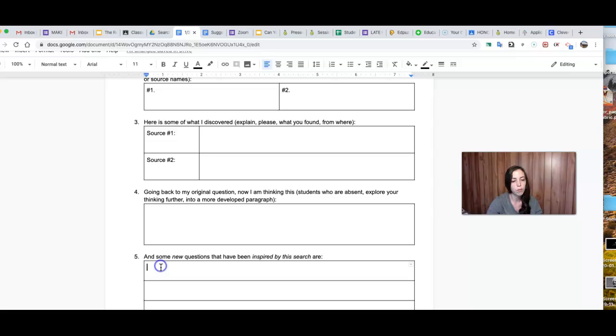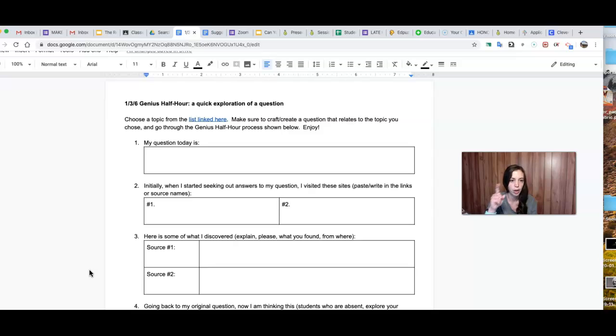And then finally, now that you know this, what are a few questions that it leads you to next? What would be the next thing that you would want to dig into further if you had more time? The idea here is it's only supposed to take you half an hour. It is the genius half hour.